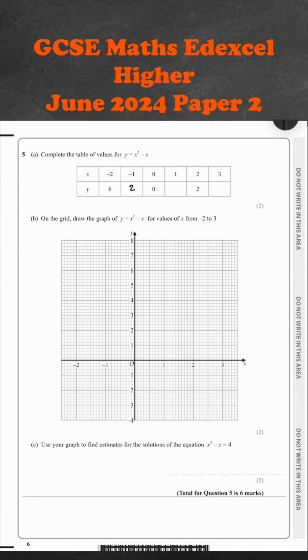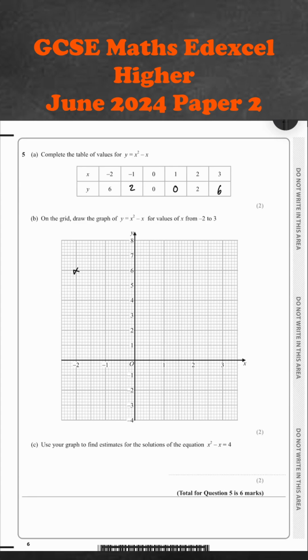When x is 1, 1 squared is 1, minus 1 is going to give us 0. And for 3, 3 squared is 9, minus 3 just gives us 6. Part B. On the grid, draw the graph of y equals x squared minus x for values of x from minus 2 to 3. So we've got minus 2 on the x-axis and 6 on the y.